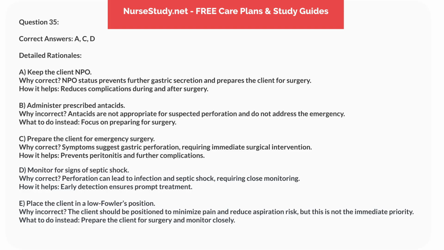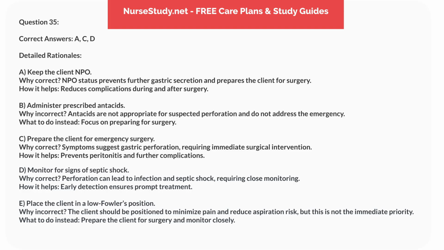Detailed rationales. A. Keep the client NPO. Why correct? NPO status prevents further gastric secretion and prepares the client for surgery. How it helps: reduces complications during and after surgery. B. Administer prescribed antacids. Why incorrect? Antacids are not appropriate for suspected perforation and do not address the emergency. What to do instead: focus on preparing for surgery.